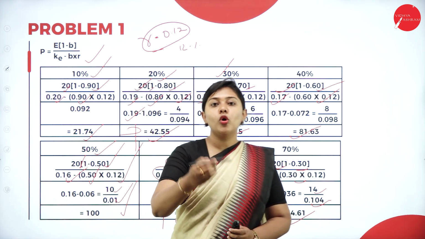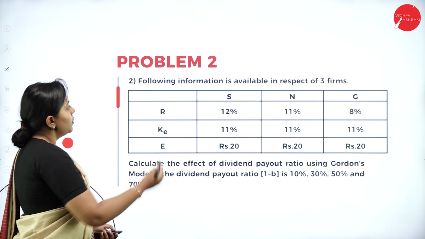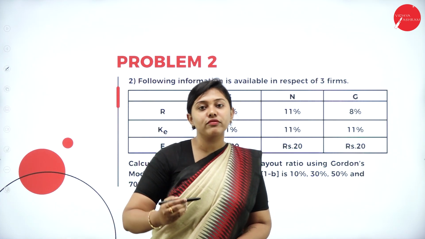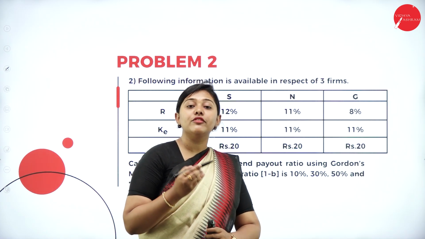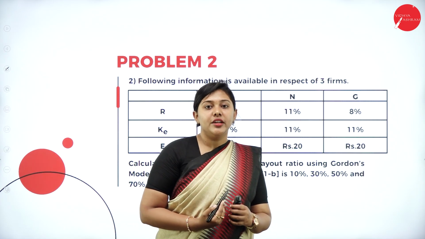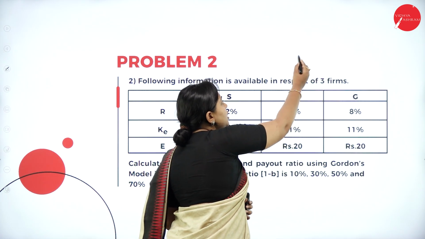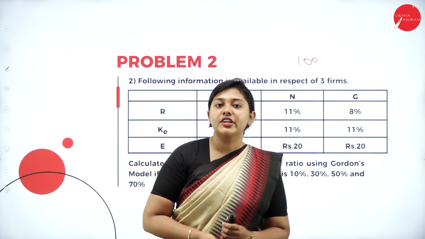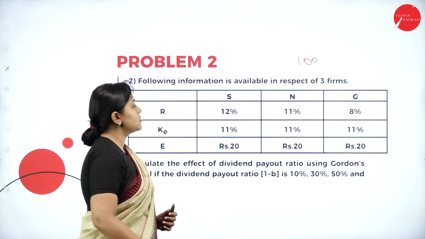So let us take up one more problem for more clarification on your Gordon's model. Moving forward, problem 2. Read out the questions carefully, because as I have told you, in few of the questions directly retention ratios will be given. In few of the questions they'll give you dividend payout ratio. When dividend payout ratio is given, you need to calculate the retention ratio. As we have done in the last problem, assuming the return as 100%, we have taken the values, subtracted from the dividend payout ratio, you will get the retention ratio. So let us read out the questions carefully.